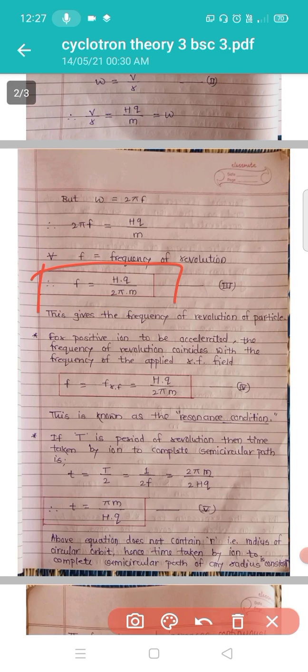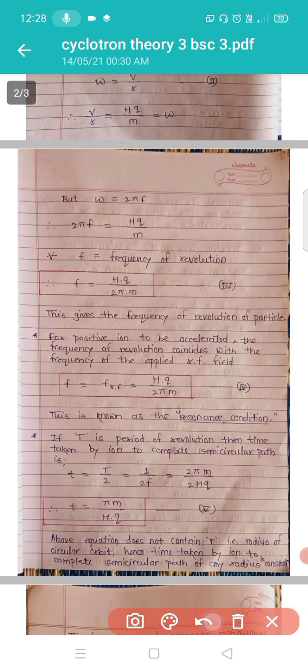For the positive ion to be accelerated, the frequency of revolution must coincide with the frequency of the applied RF field. This is known as the resonant condition, which is given by the equation f is equal to Hq upon 2 pi m. This is the resonance condition where the frequency of revolution coincides with the frequency of the applied radio frequency field, that is the RF field.